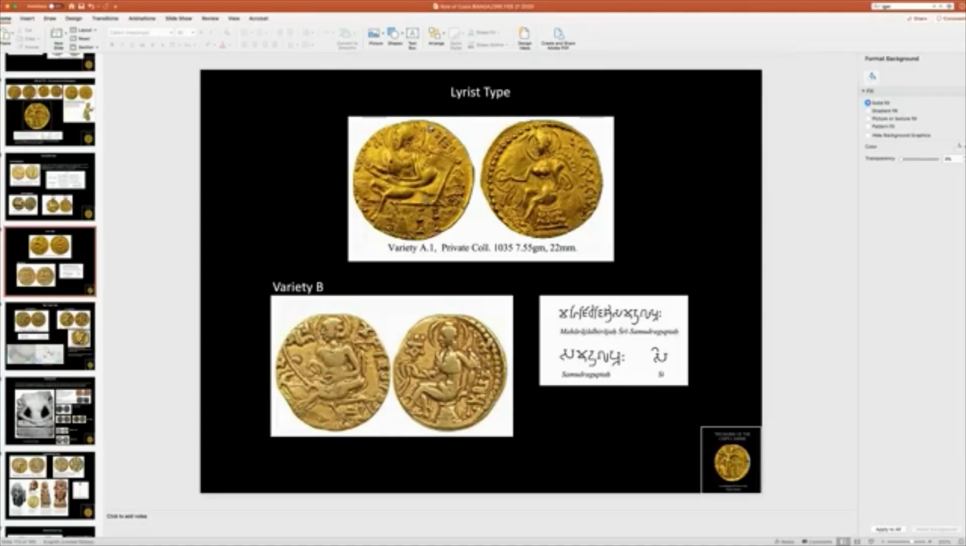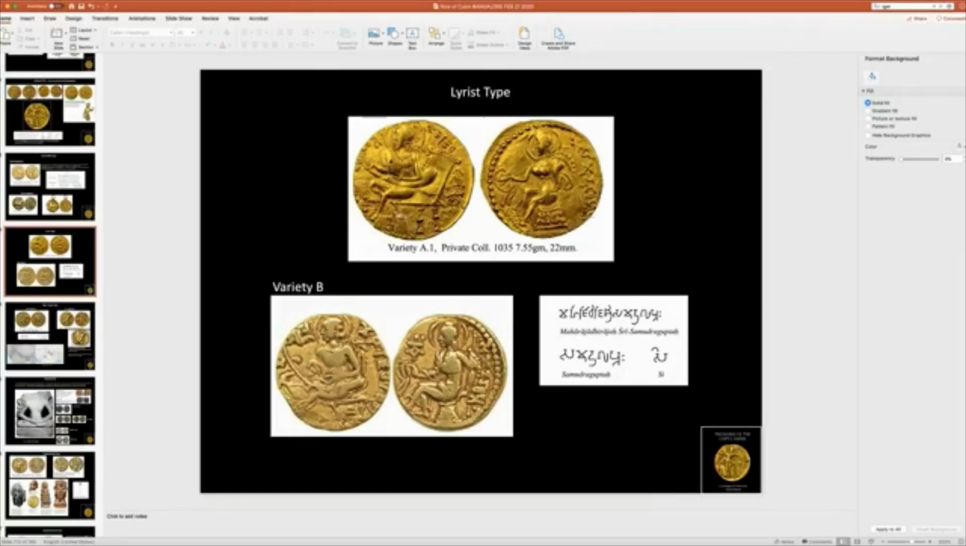And around the legend that goes around, starting from here, it says Maharaja Dhiraja Shri Samudragupta, right? You see the Upta, Samudragupta right here. Same legend back here, Maharaja Dhiraja Raja Sri Samudragupta. On the back, on the reverse, it also says Samudragupta. Ta, with the two dots, Ta, Samudragupta.